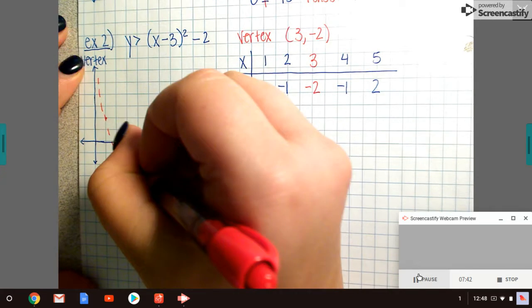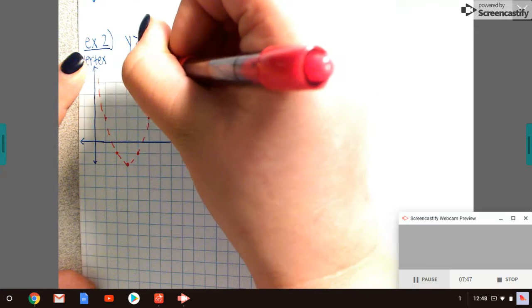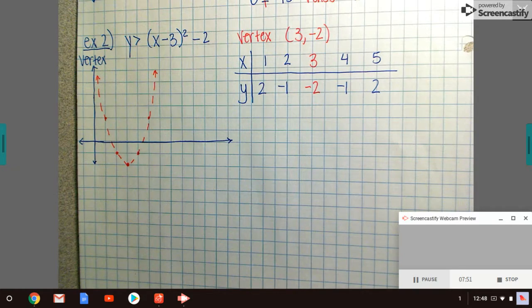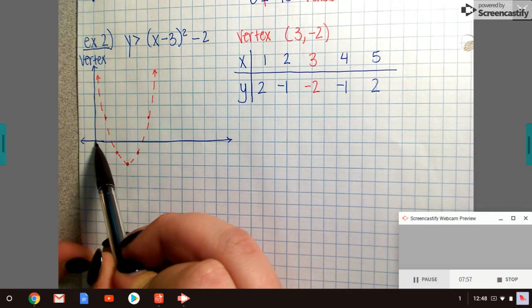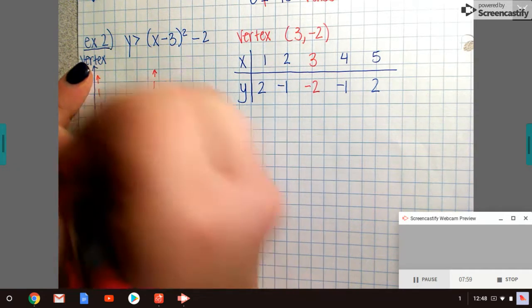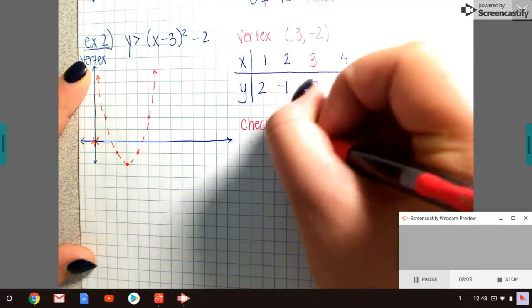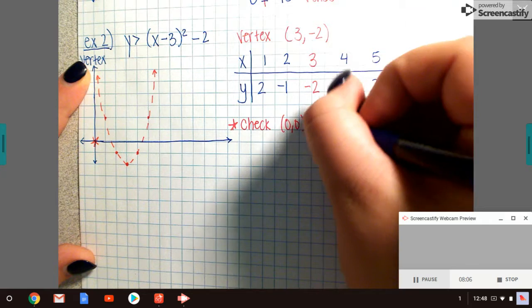All right, so I have my points plotted, and then notice that I'm going to dash this line because it is strictly greater than. We can't bold this line in. And the last thing we want to do is check. Let's check any point. A nice point that's easy to calculate is (0, 0). So let's check (0, 0), and note that that is on the outside.